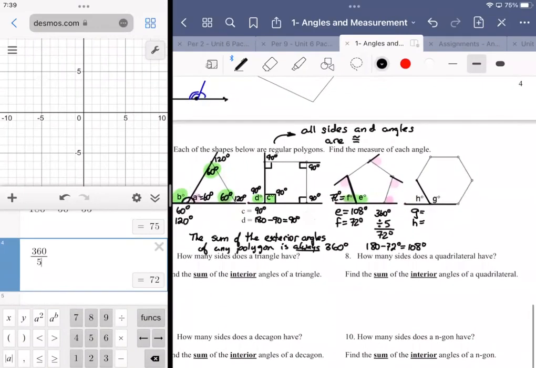So in the hexagon, I have 360. I'm going to divide that by the number of angles, the number of sides. Number of angles and sides are always the same in a polygon. That's going to give me 60 degrees. That's going to be my exterior angle. Subtract that from 180, and you get the interior angle, which would be 120.